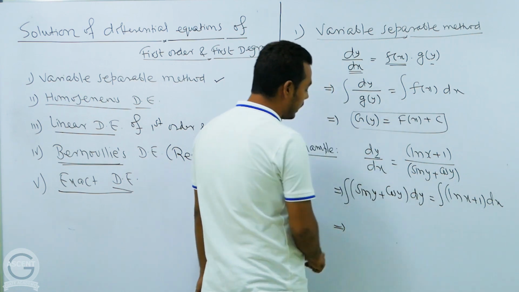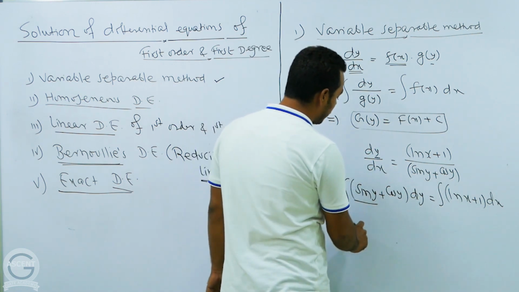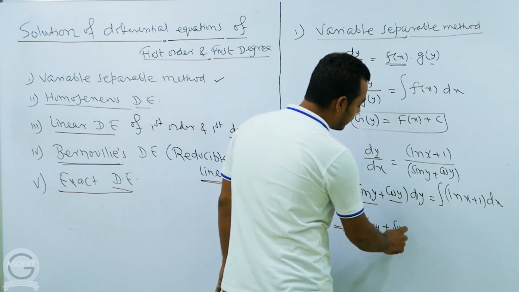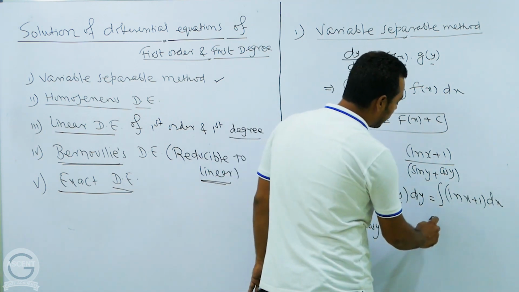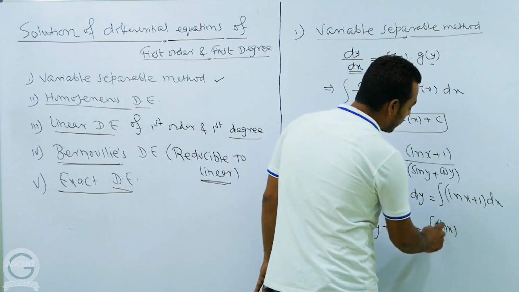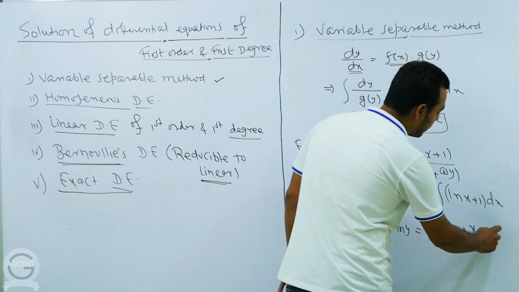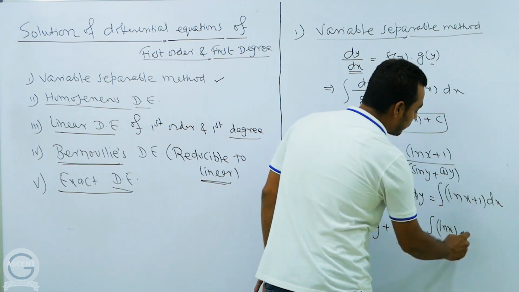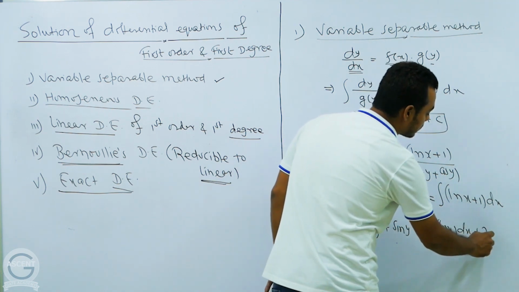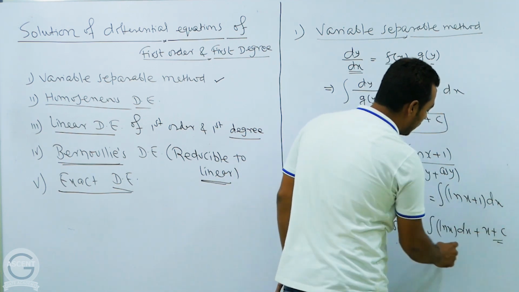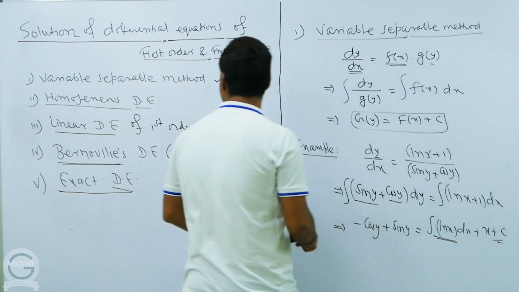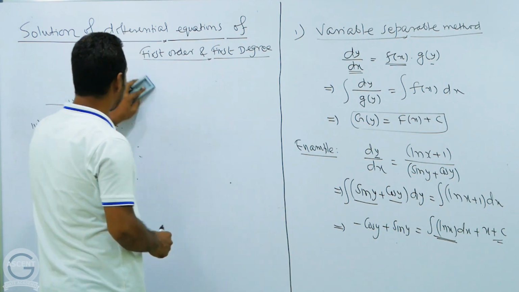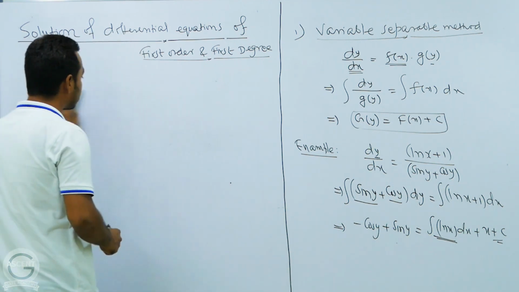If you integrate both sides, then the integration of sin y will be minus cos y, and the integration of cos y will be plus sin y. Here you have to integrate log x, and the integration of 1 will be x plus integration constant c. First we have to integrate log x, and the integration of 1 will be x plus c. Now we have to see how to integrate this log x. In order to integrate log x, we have to use the integration by parts formula.